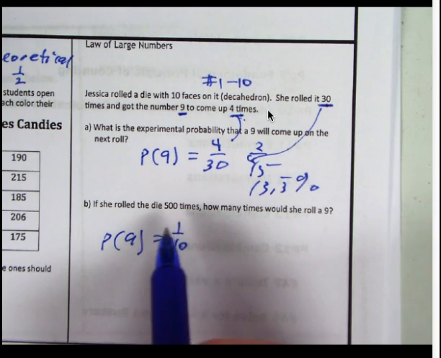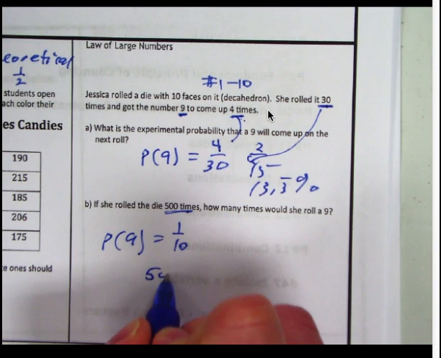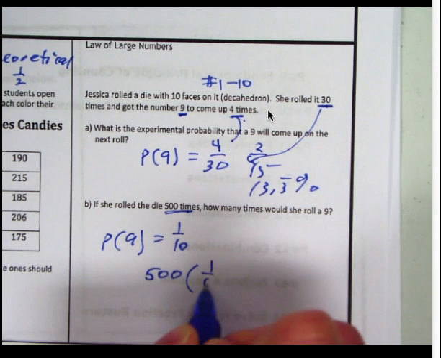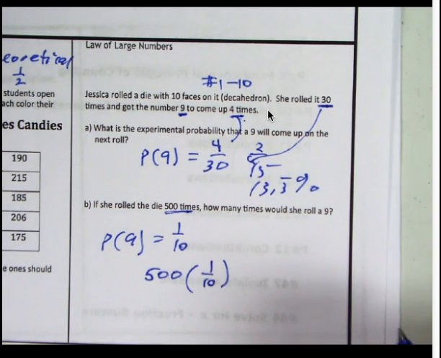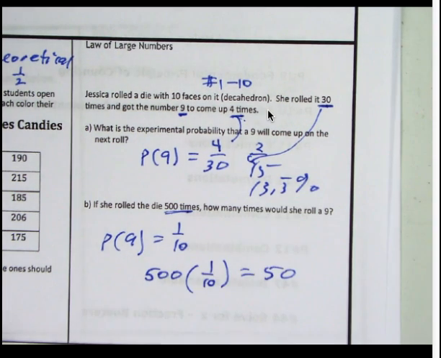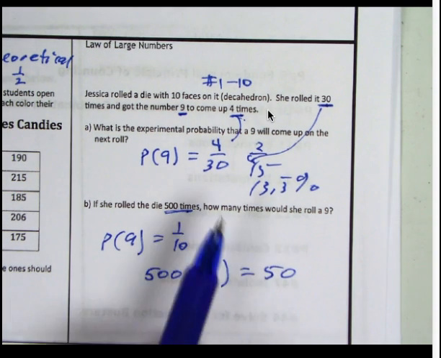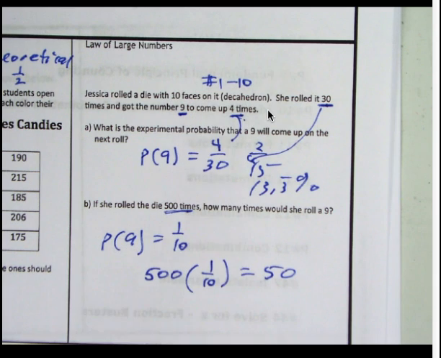Now, if I roll this die 500 times, which is going to be a lot of trials, I just take 500 times the probability of that event. It's 1 out of 10, so it should be 50. She should be getting a 9 50 times out of 500 because it's 1/10. It's a 10% chance. Each one of those numbers has a 10% chance.